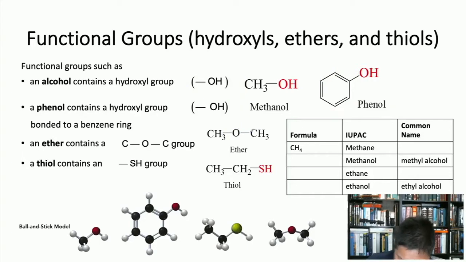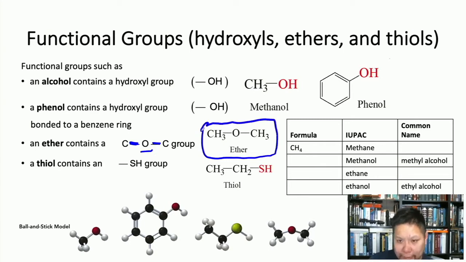So ethers contain an oxygen in the center, right? And they're singly bonded, like so, to two carbon groups on either side of the oxygen. So a very common ether is this. It's actually called ether, where it's an oxygen in the center with a single bond to a methyl on one side and a single bond to a methyl on the other side. Another name for that is dimethyl ether, because it has two methyl groups in it.